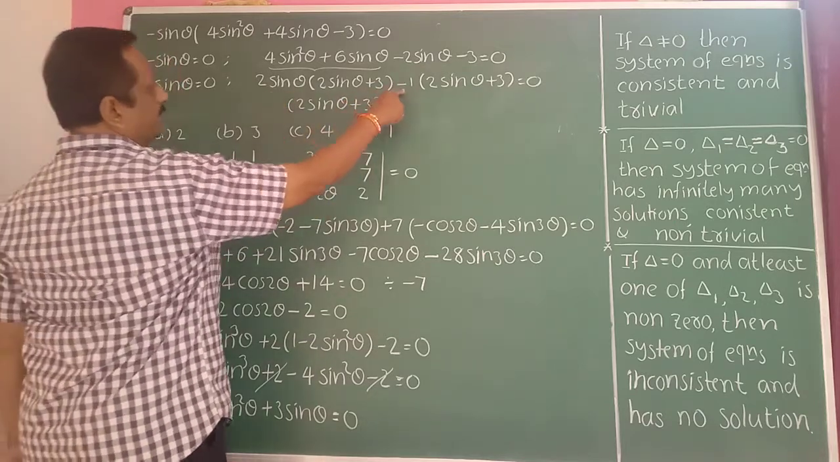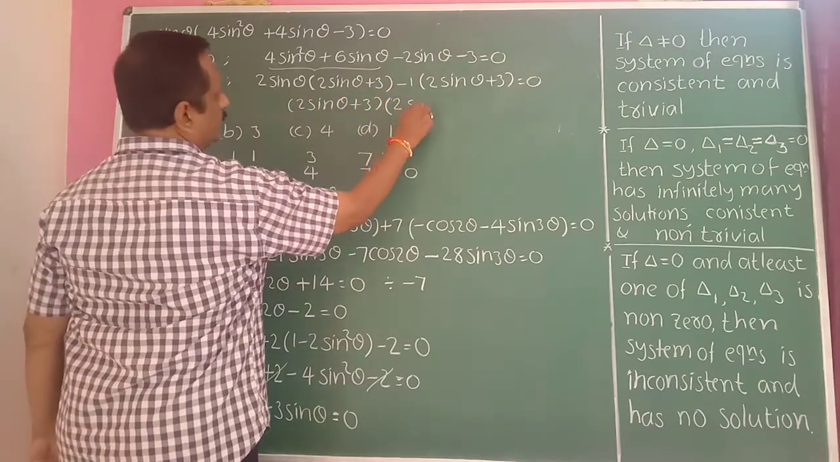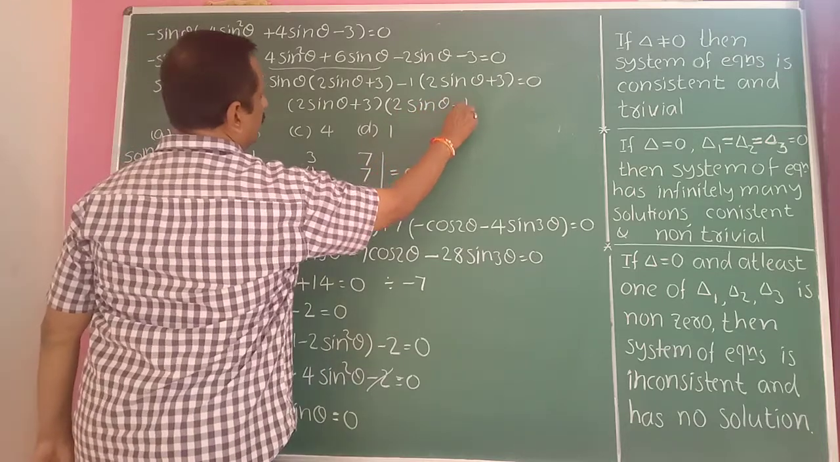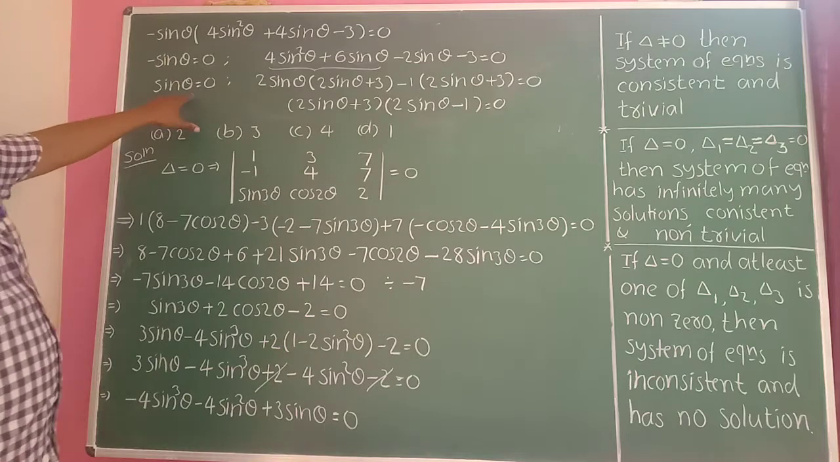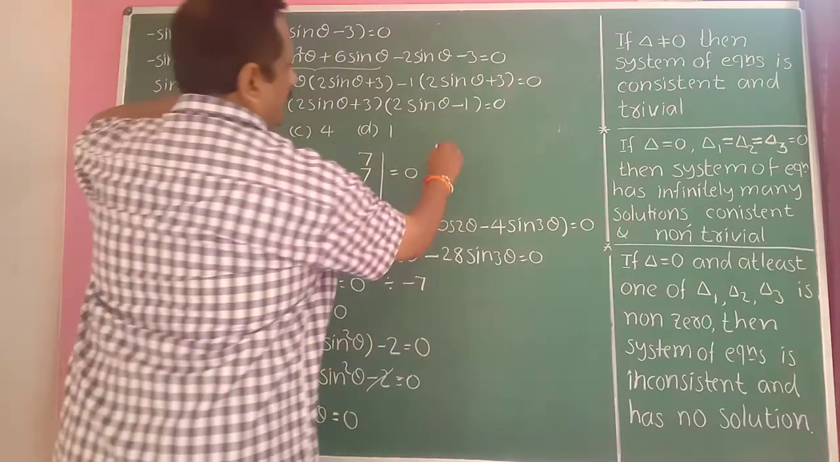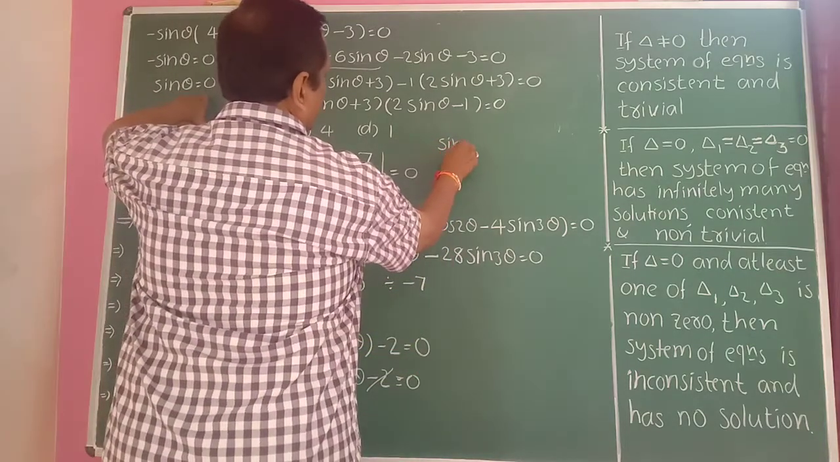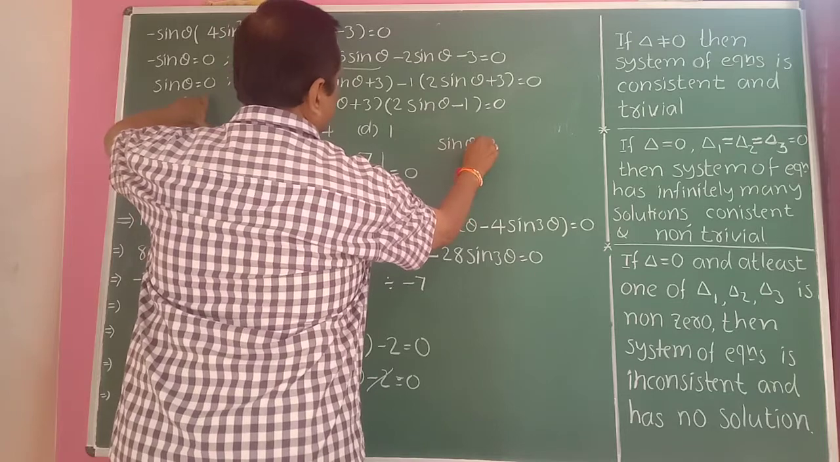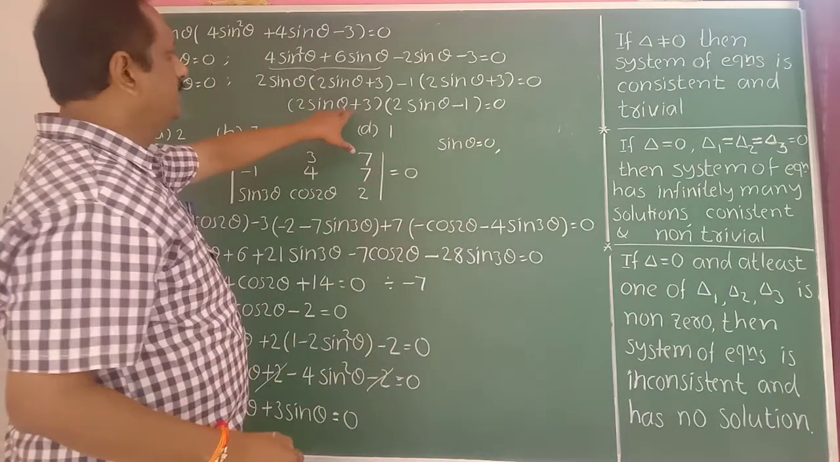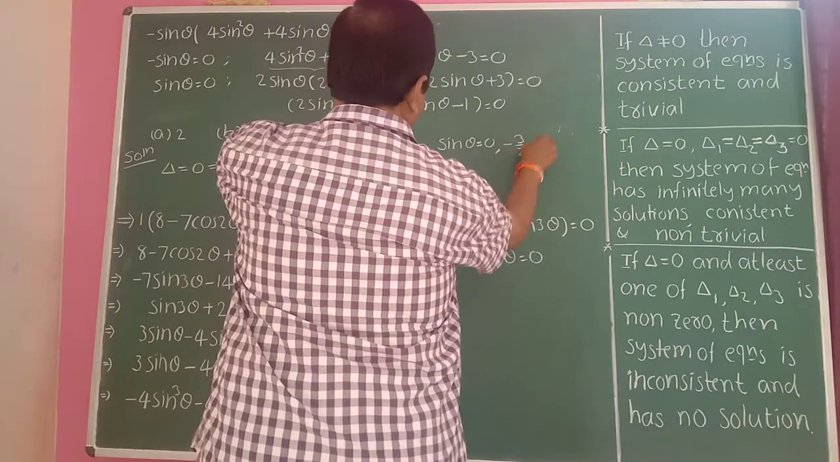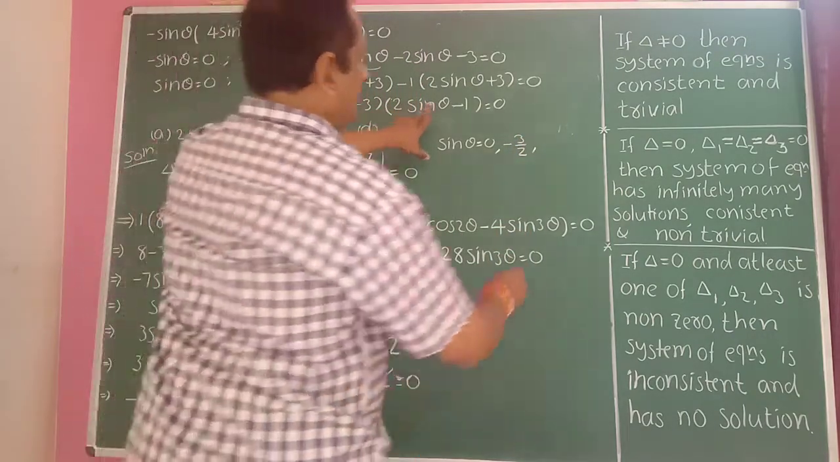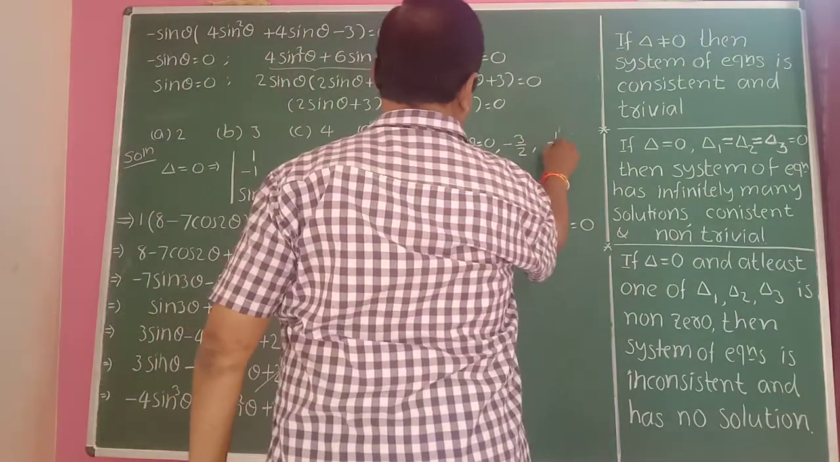2 sin theta minus 1. So 2 into sin theta minus 1 is equal to 0. Here sin theta is equal to 0, and sin theta is minus 3 by 2, minus 3 divided by 2, and sin theta is 1 divided by 2 here.